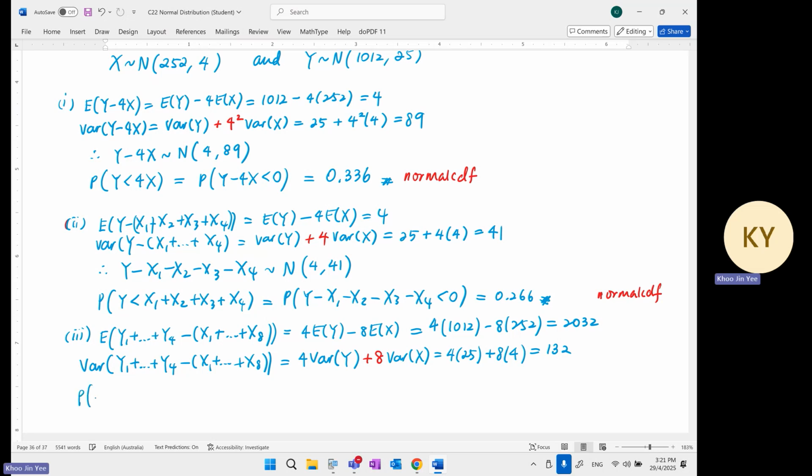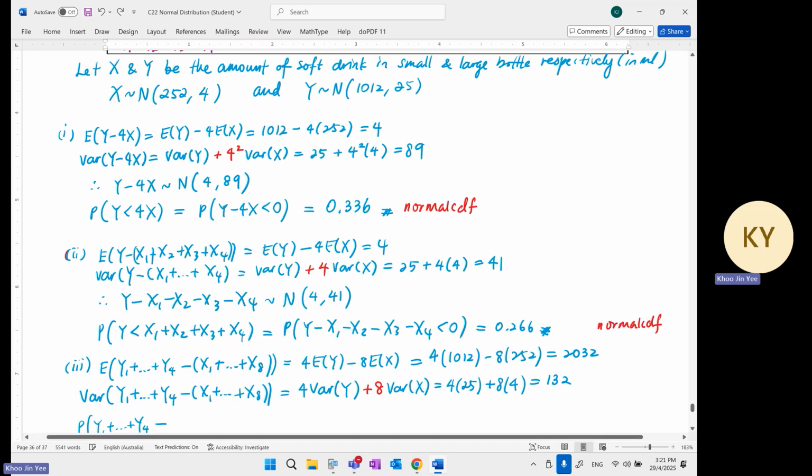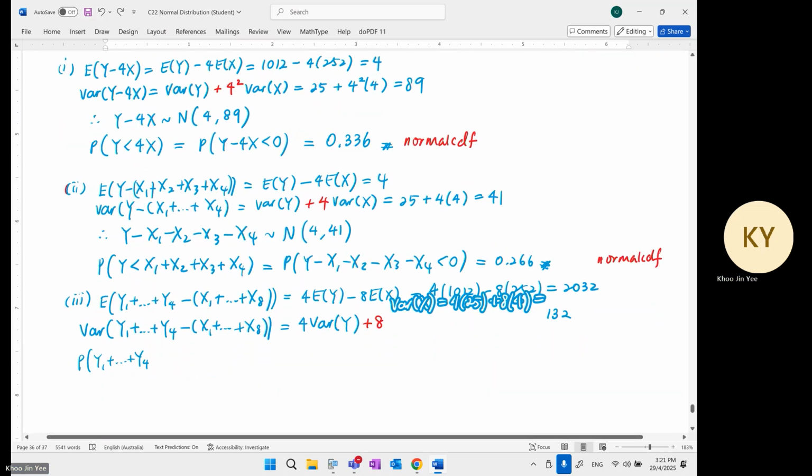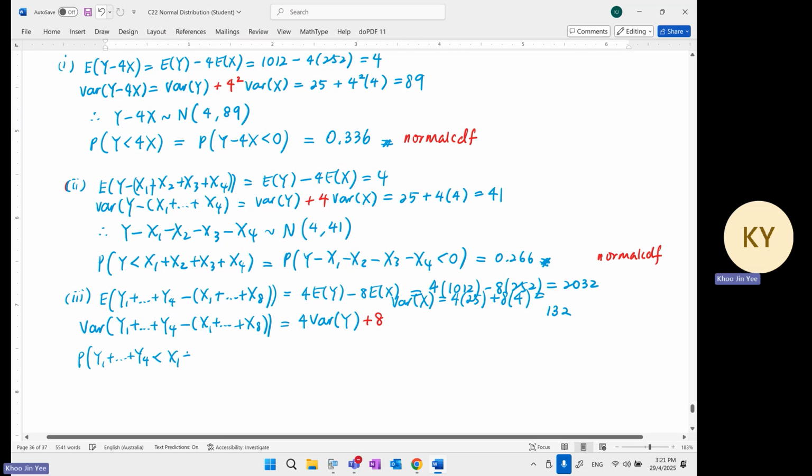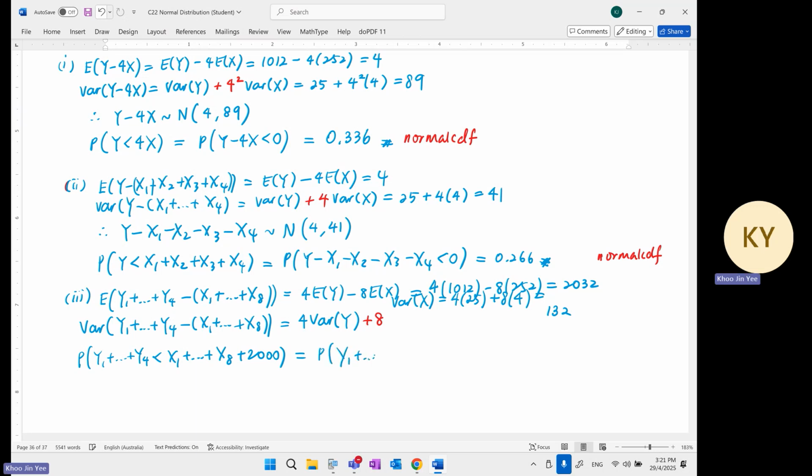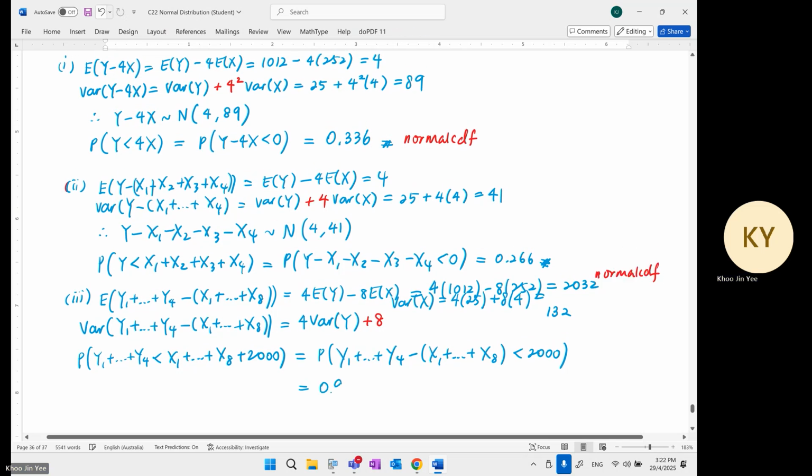So the probability where we get y1 all the way to y4 less than x1 to x8 plus 200 is going to be equal to y1 all the way to y4 minus x1 all the way to x8 less than 200. Using your normal CDF, you should be getting 0.997.